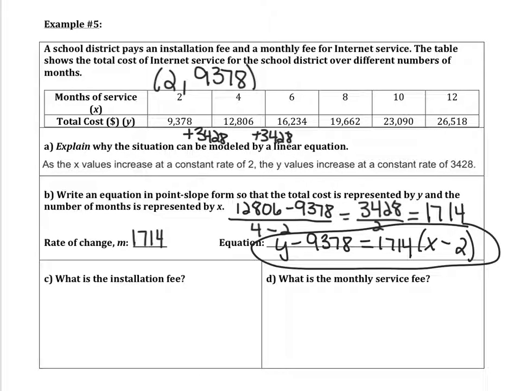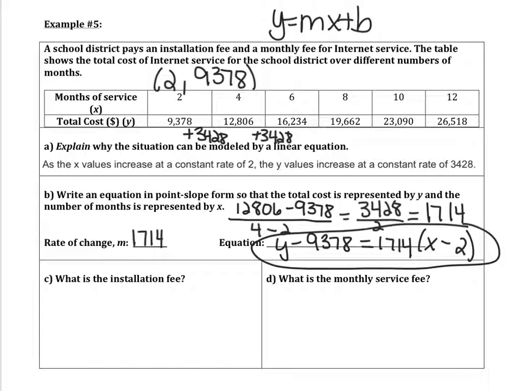Part C asks, what is the installation fee? So the installation fee would be that starting amount. Anytime I think of starting amount, I think of slope-intercept form. I have an equation now in point-slope form, though. I can move from point-slope form into slope-intercept form by simply solving for y. Remember, slope-intercept form is y equals mx plus b, where y is by itself.